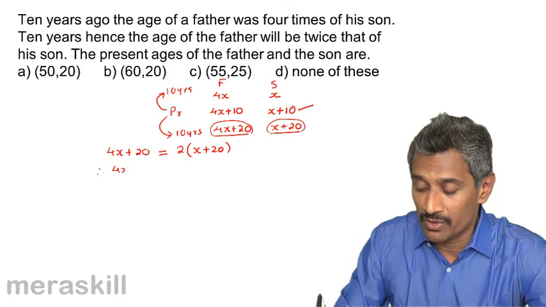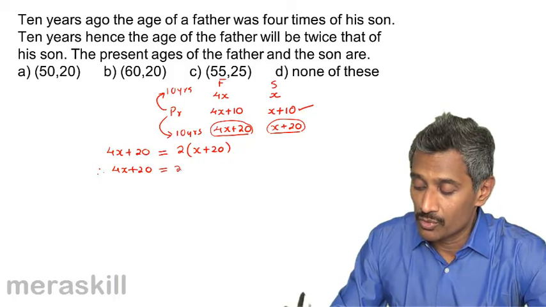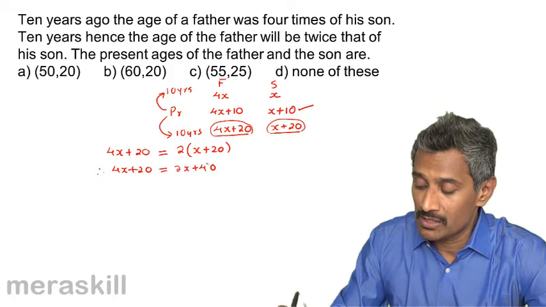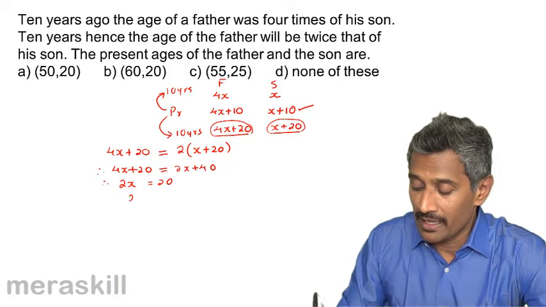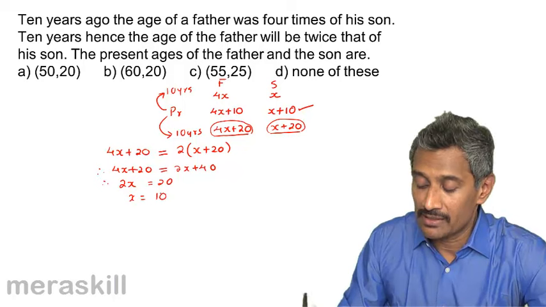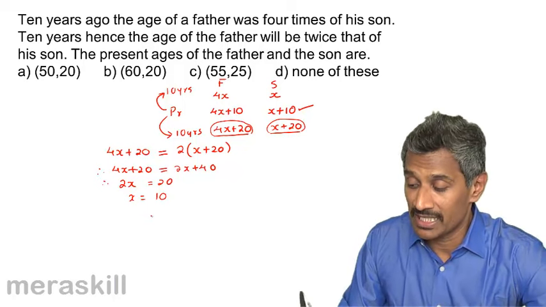So if you solve it, you get 4x plus 20 is equal to 2x plus 40. So therefore you get 4x minus 2x, 2x, taking it to the side, 40 minus 20, 20. And x will turn out to be 10.